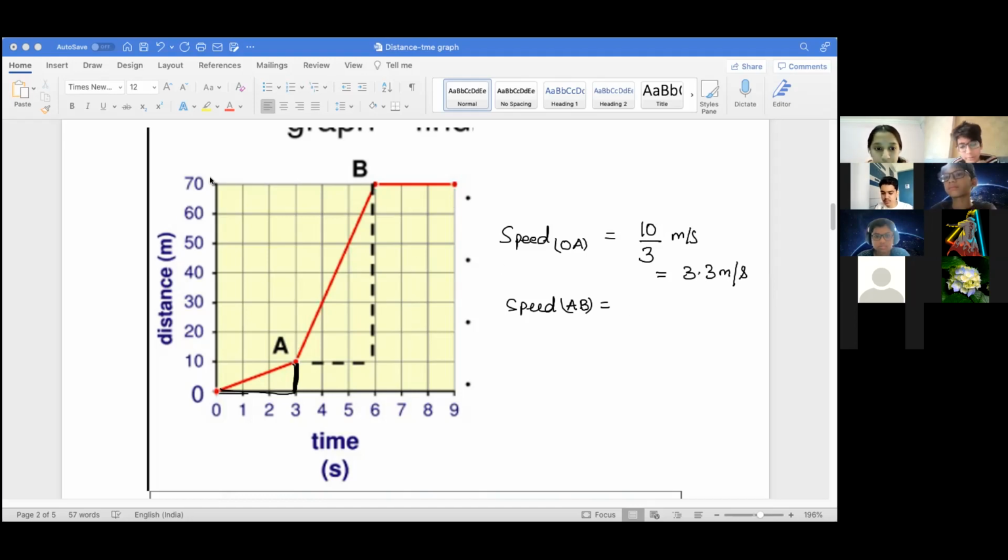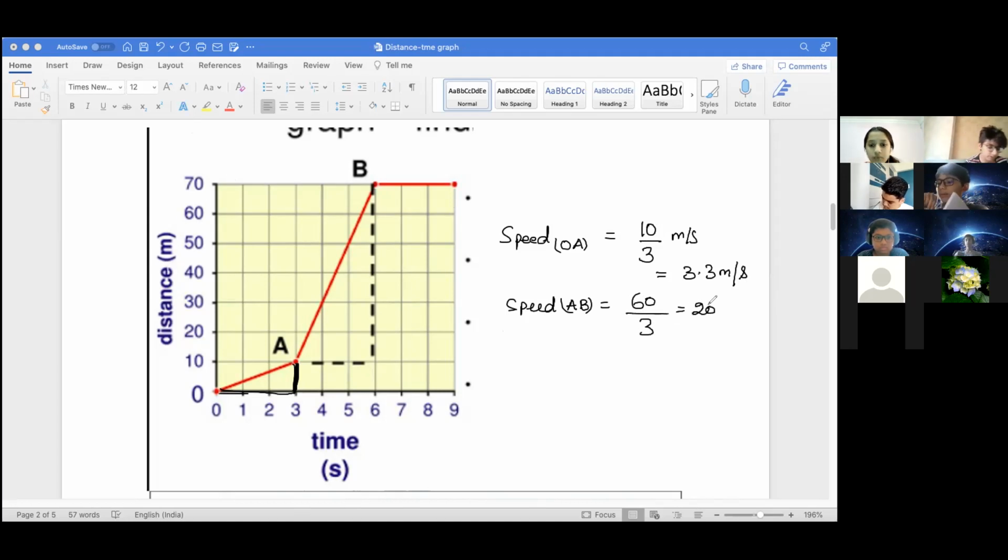Ma'am, A to B is 20 meter per second. 20 meter per second you are getting? How? Ma'am, it is 70 minus 10, which is 60. And 6 minus 3 is 3. So 60 divided by 3 is 20 meter per second. Correct.